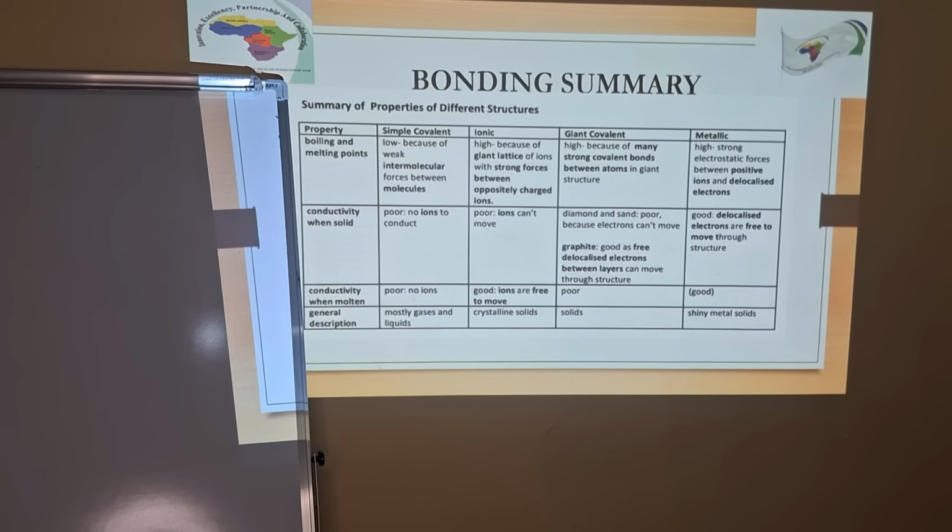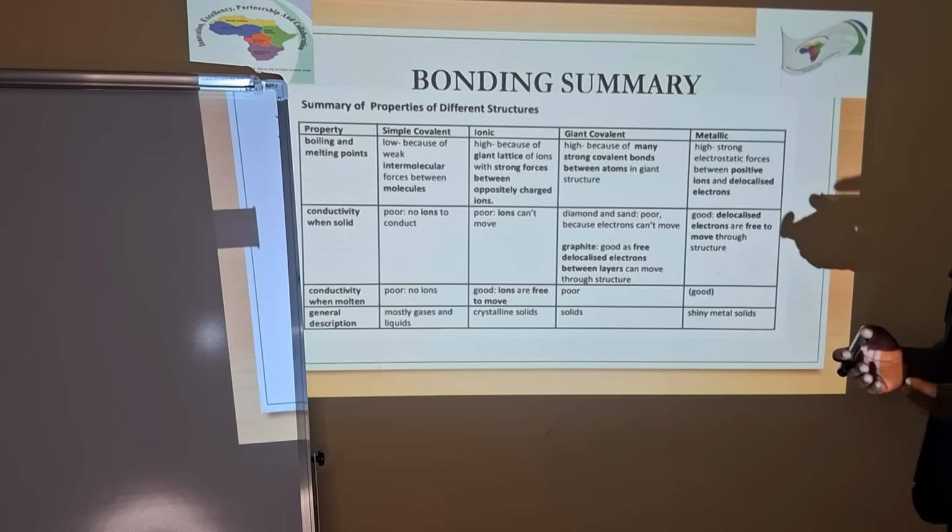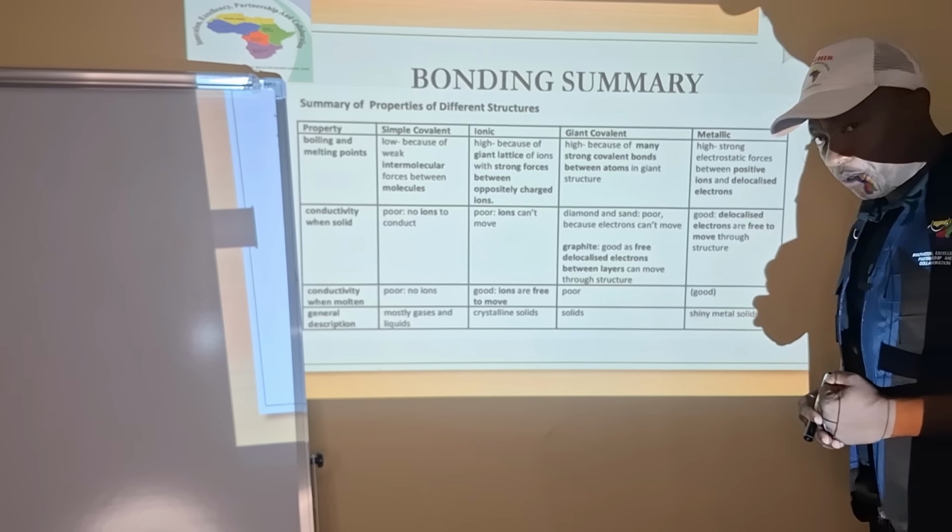Now we go on to the metallic. Boiling and melting points: high, due to strong electrostatic forces between positive ions and delocalized electrons. So the boiling and melting points are very high due to the strong electrostatic forces between the positive ions and the sea of delocalized electrons. The conductivity when solid is good because the delocalized electrons are free to move in an applied potential difference.